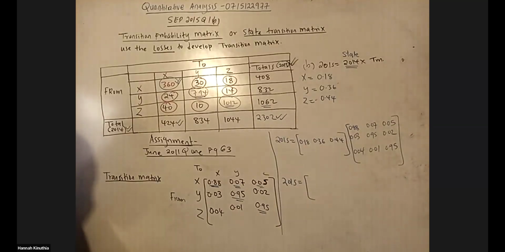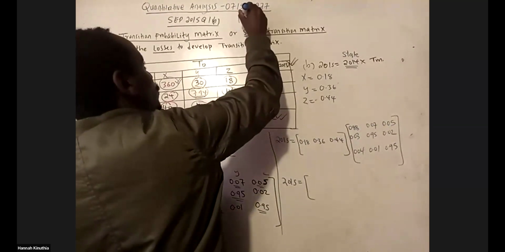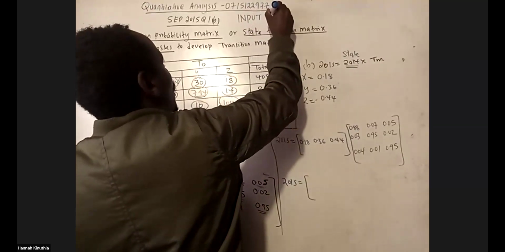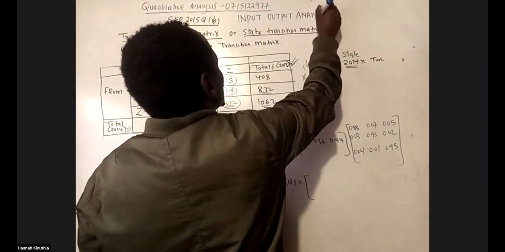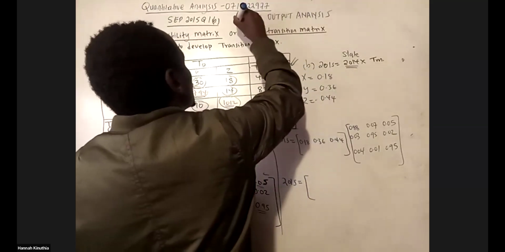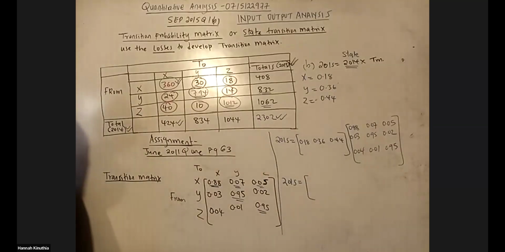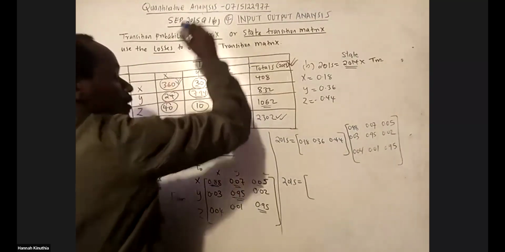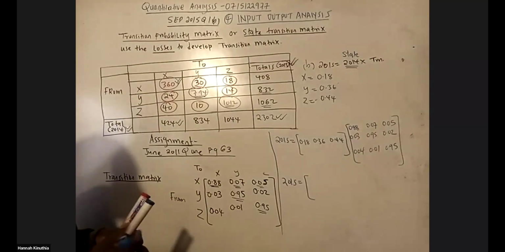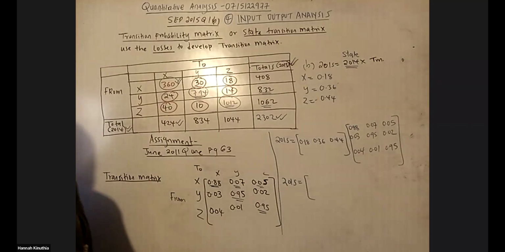So when we meet the day after tomorrow, we shall come and do input, output analysis. Input, output analysis will be the next application. So application number 4. Remember I said an application of matrices. So application number 4, input, output analysis. So that will mark the end of our class today.